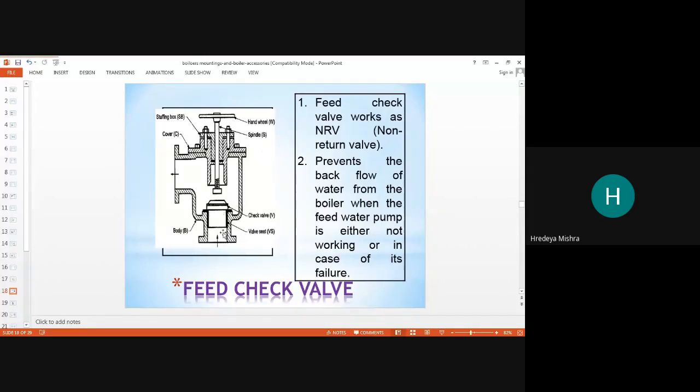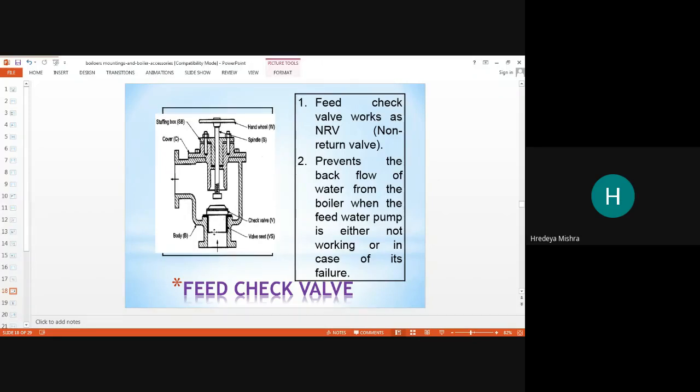Okay, so see the diagram. Water enters with the supply. Then this check valve goes up and water enters the boiler. But when the water supply or water pressure decreases, this valve goes down and blocks this area. The return of the water is not possible because this valve is closed.